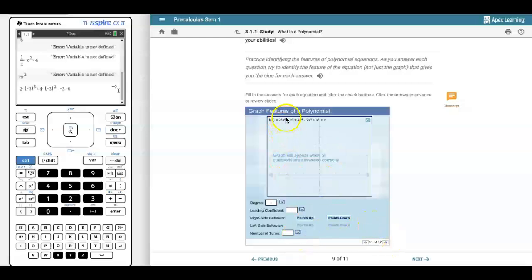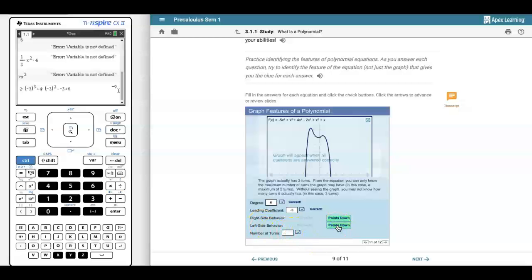All right, this one, x to the 6th. So it's 6th degree. It's a -5 coefficient. So since it's a -5, the right side of my behavior is going to be pointing down. And my left side of the behavior, again, this one's a little bit more difficult, is also going to be pointing down.